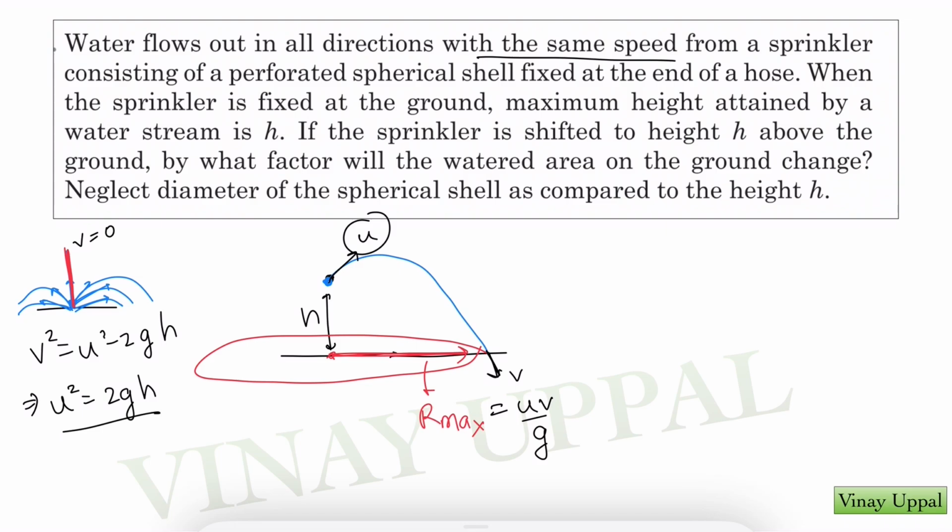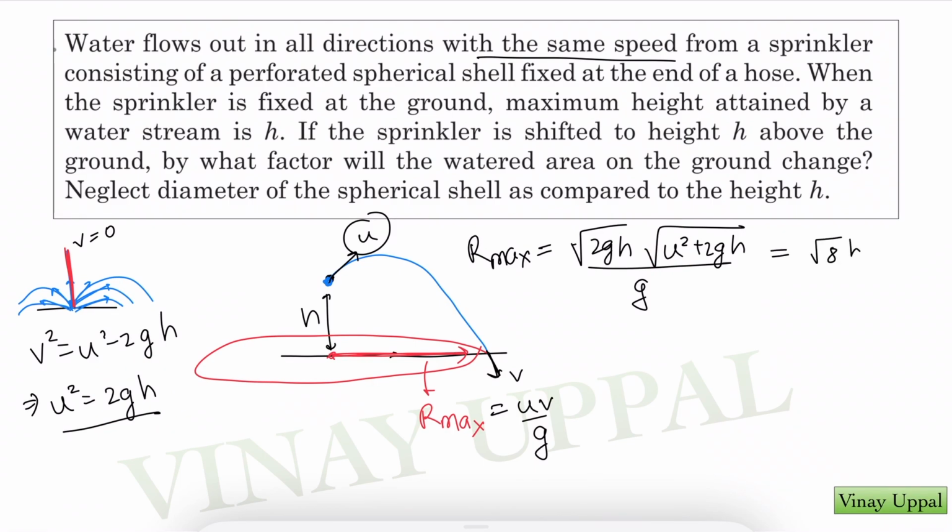Alright, so I'll just do the final calculations. I have the maximum range, which is the radius of the circle, which will be uv by g. So this radius would come out to be, u is root 2gh, and v would be root of u squared plus 2gh, divided by g. So I'm going to substitute this u squared as 2gh. So this will come out to be root 8h, and therefore the area that is watered would be pi times this radius squared. So that will be 8 pi h squared. So this is the area that is watered when the sprinkler is at a height h.